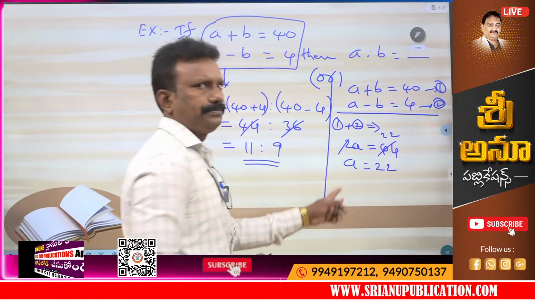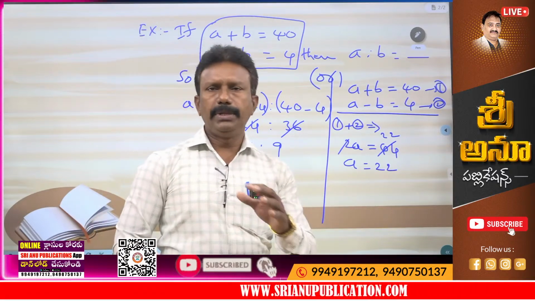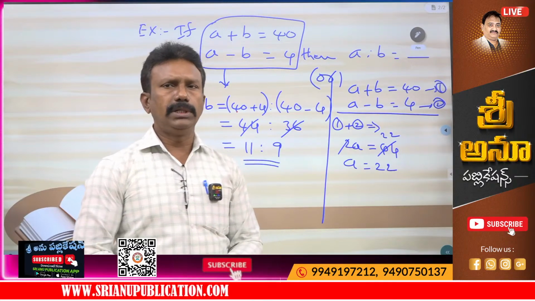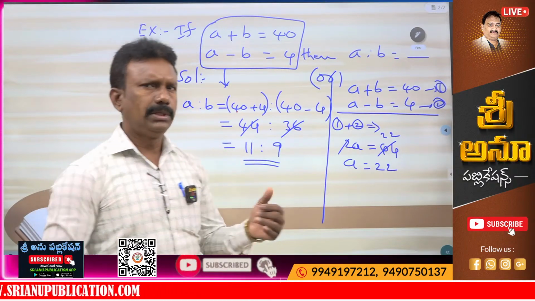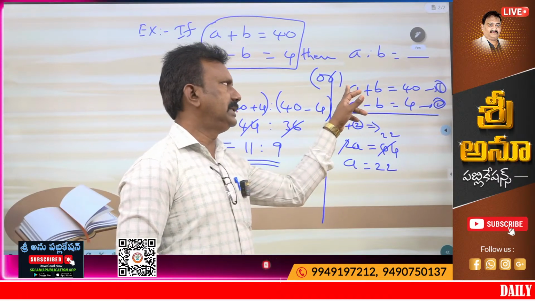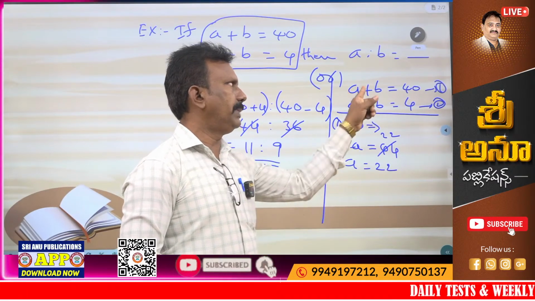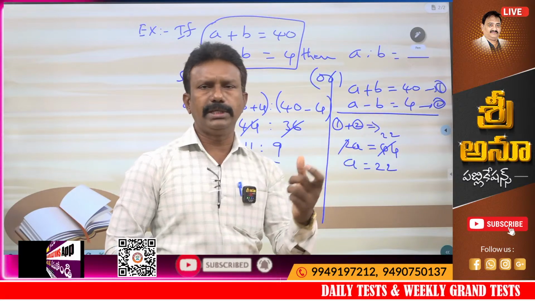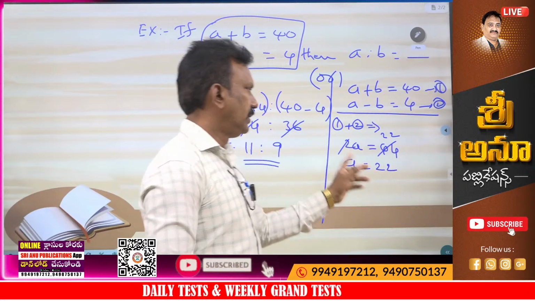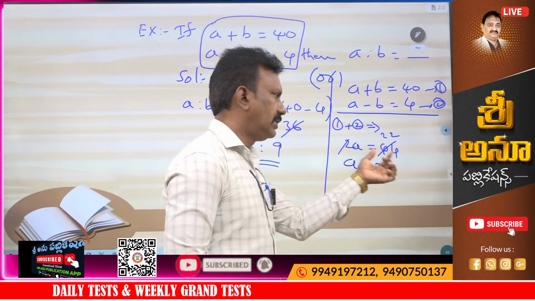Do you understand? So a plus b is 40, a minus b is 4. Addition of equations 1 and 2. It is easy, there are no coefficients. Just write a plus a, 2a, and plus b minus b, opposite signs, the same variables will cancel. And on the right side, 40 plus 4 is 44. 2a equals 44, a is equal to 22.